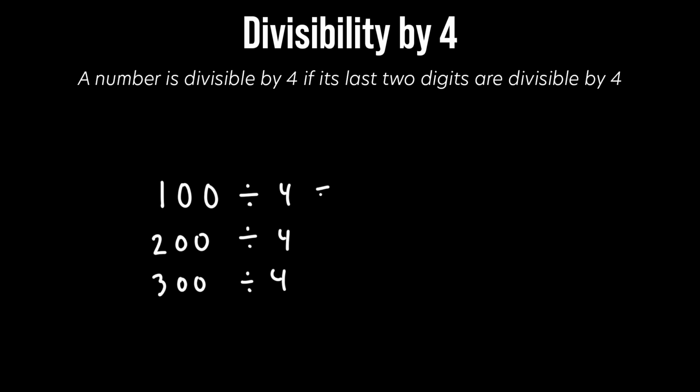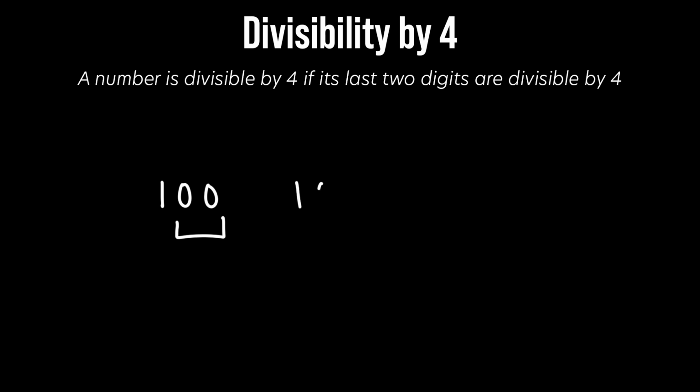We know that 100 is divisible by 4 because 100 divided by 4 is 25. And so similarly, this would be 50 and this would be 75. So given that information, we only need to look at the last two digits if they aren't zeros to determine if it is divisible by 4.